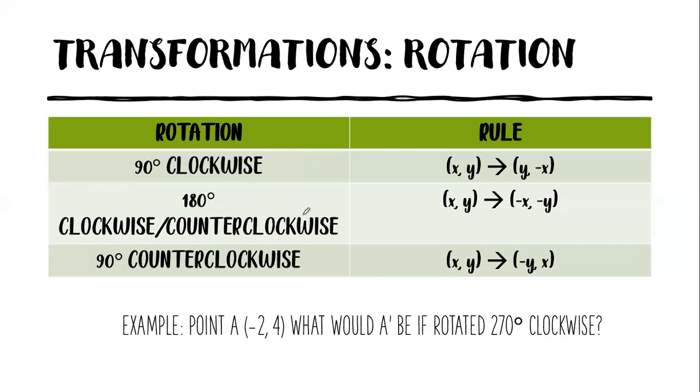180 degrees clockwise or counterclockwise, x and y change signs. 90 degrees counterclockwise, y changes signs and you flip the x and y. The way that I memorize it is I know that rotation is the only one where you flip x and y. It's the only one that does that. That's the only way that I memorize it.